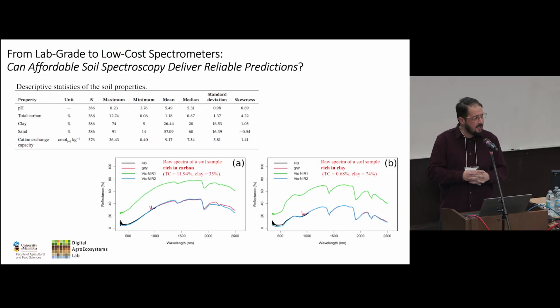Within the study they have done, they looked at around 400 soil samples. They looked at the soil properties: the pH, the total carbon, clay content, the soil texture itself, and the cation exchange capacity. When they analyzed this data, they used those four equipments in order to see if they are effective in measuring those properties. This is an example of those two curves. One is showing soil rich in carbon, and the other one rich in clay.